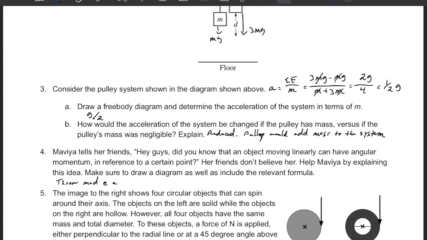Hey, did you know that an object moving linearly can have angular momentum? Absolutely, angular momentum is calculated as mass times velocity times radius. The fact that it can hit something and cause rotation means that there's angular momentum after the collision. There must have been angular momentum before the collision if it's a closed system.